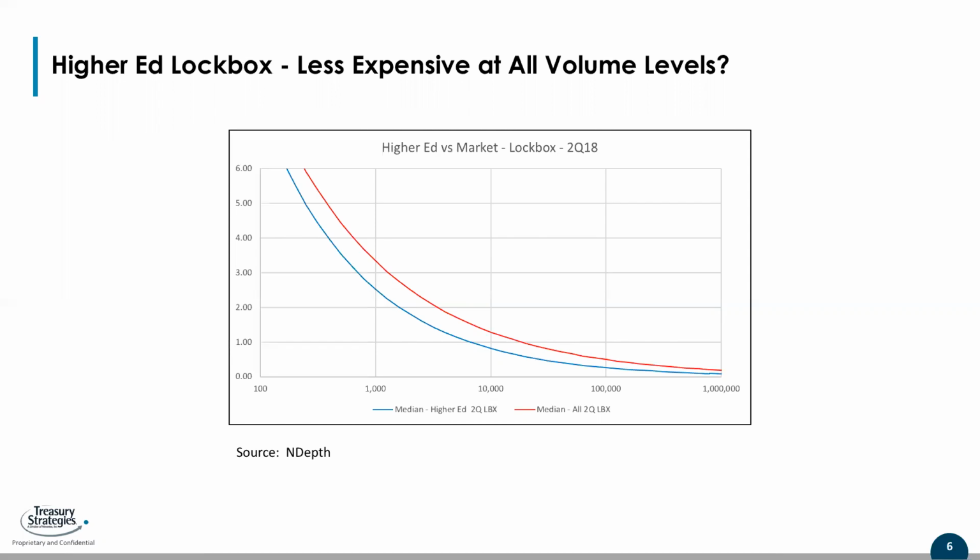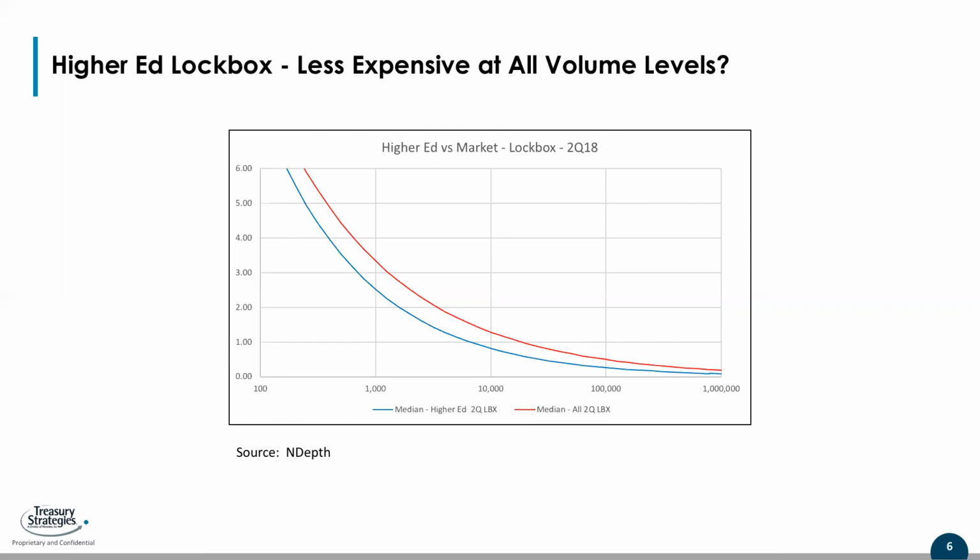Now, on this particular chart, we're looking at Lockbox, which is 21% of higher ed total spend, according to the many higher ed organizations in our database. The blue line on this chart represents the price curve for higher ed.